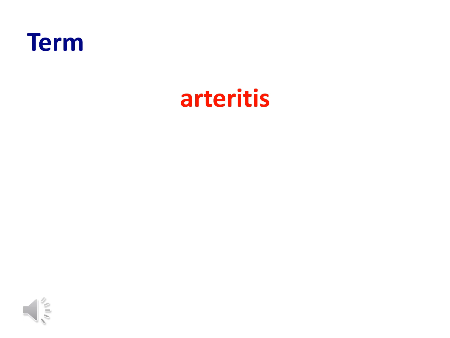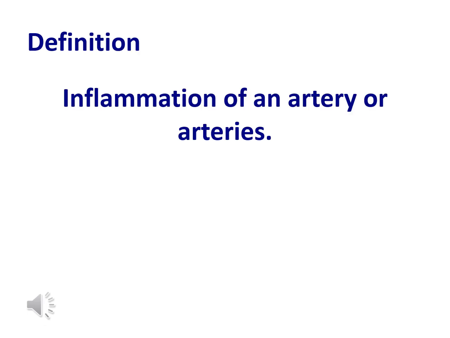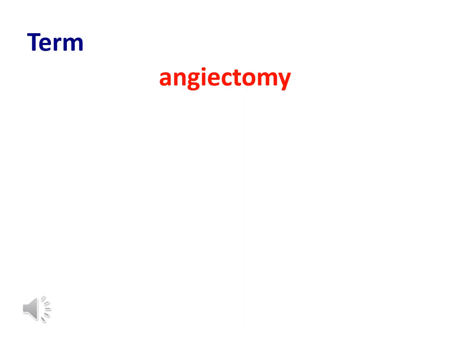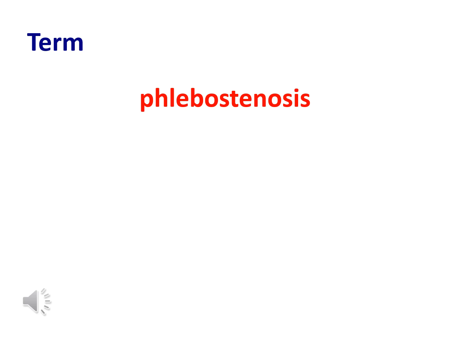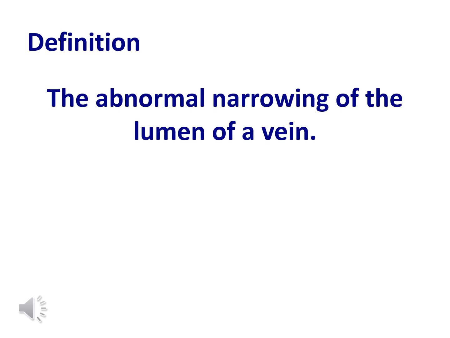Arteritis. Arteritis is the inflammation of an artery or arteries. Angiectomy. Angiectomy is the surgical removal of a portion of a blood vessel. Phlebostenosis. Phlebostenosis is the abnormal narrowing of the lumen of a vein.